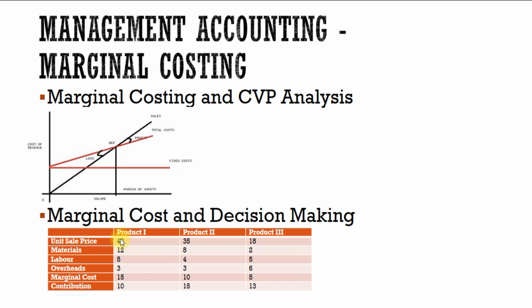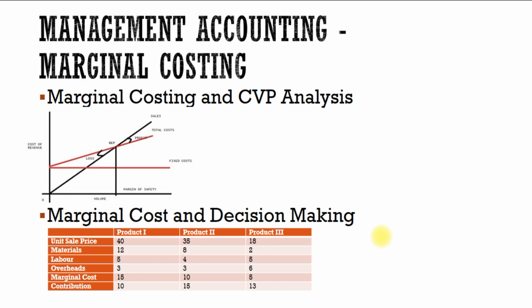So here different products have different product mix and that is relevant here. And depending upon which one product will be taken and whether to make that product or buy that product, that decision also will be taken based on that table. So that completes the marginal cost and decision making.